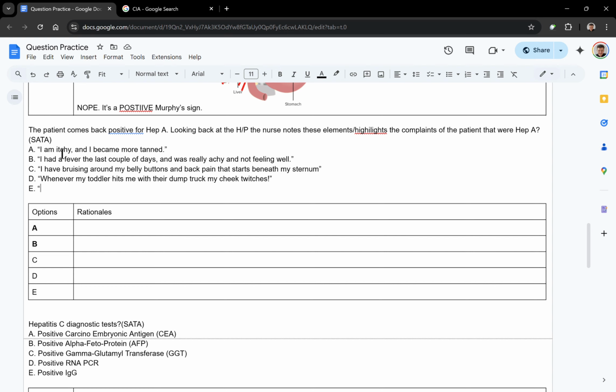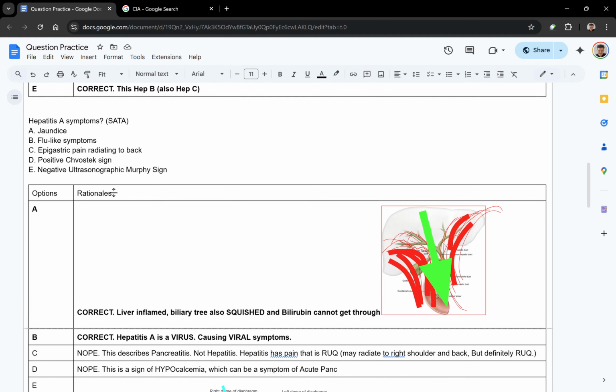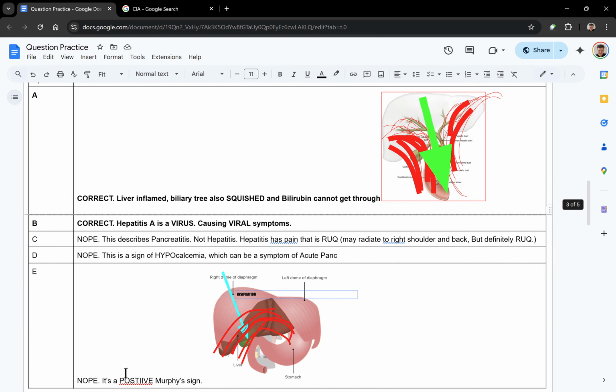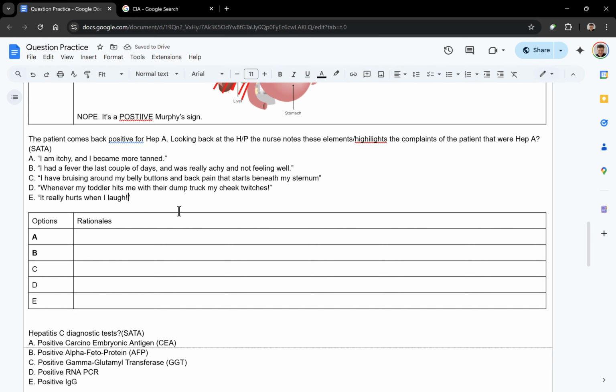This isn't creative writing class, so I'm not going to fault you. Rewording this question to make it more clear, I would say ultrasonographic Murphy's sign, so make that a positive answer. Let's just change it up. Let's say they do have a Murphy's sign. I can't breathe when somebody touches my side. It really hurts when I laugh, and my laughs are boisterous, with big inhalations. Okay, to clue you in.